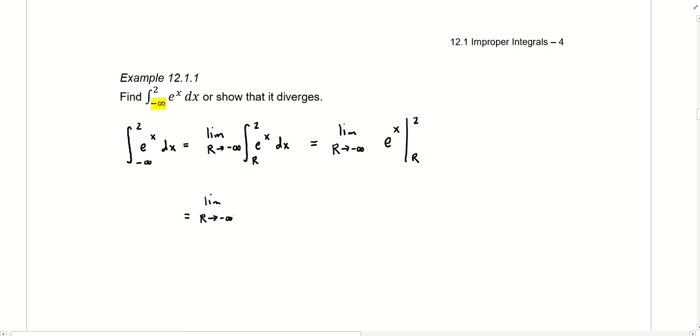Okay, now I'm going to evaluate e to the x from r to 2, which means I'm going to replace my x with my upper limit of integration first, so e squared minus e to the r.